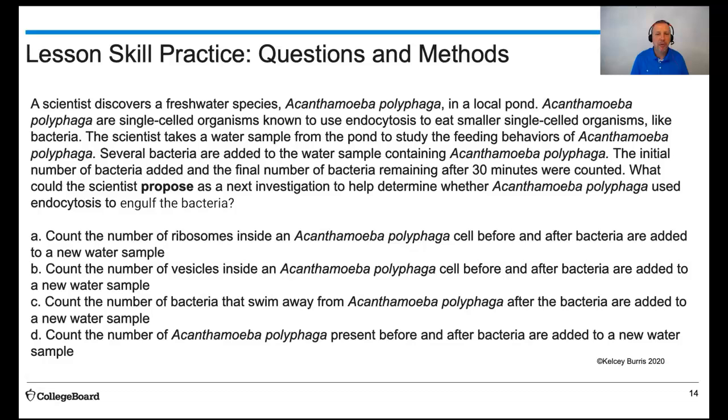Count number of ribosomes before and after. Count number of vesicles before and after. Count number of bacteria that swim away. Count number of the organism present before and after. Which one do you think? Vesicles? B? Okay. Does everyone agree with B? Let's see if you're right. No, you want A?